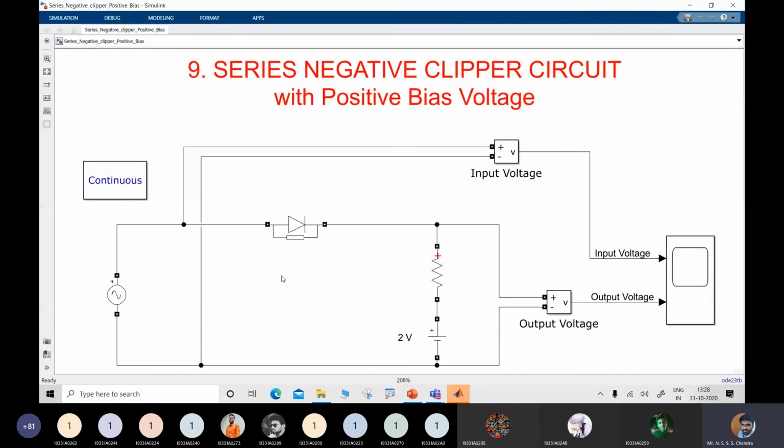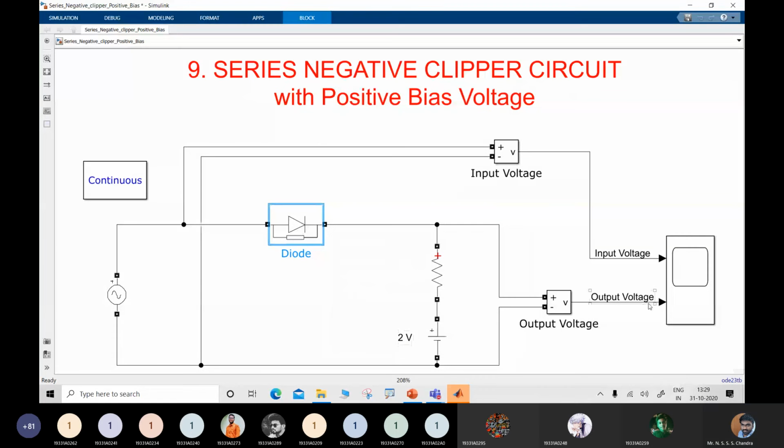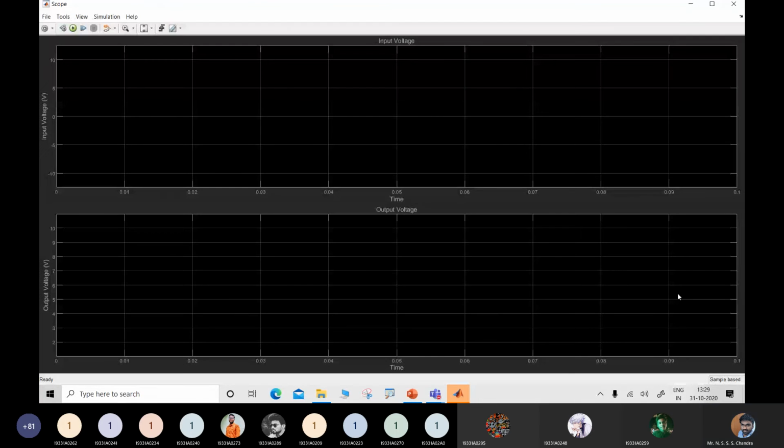So this is your circuit. When the diode is conducting, your output voltage will be equal to Vin minus VD. When the diode is not conducting, your Vo is equal to your VDC. Initially I'm considering it as 0, but instead of 0, I'll keep it as 0.7. So I'll run this circuit.